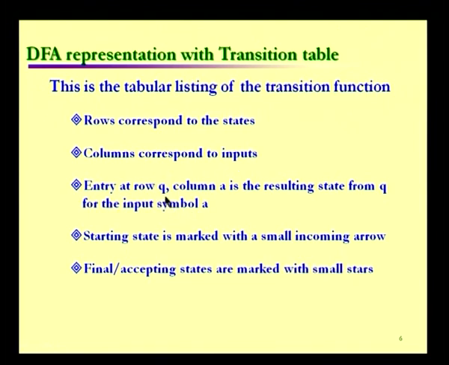So, what is the meaning of an entry in a row? If you are in the row called Q and the column called A, then the intersection, that is Q comma A, is going to be the resulting state from Q for the input symbol A. Suppose we have the transition function, which we normally call delta. So, delta of Q comma A is equal to P, then in the row called Q, for the column called A, the entry in the transition table is going to be P.